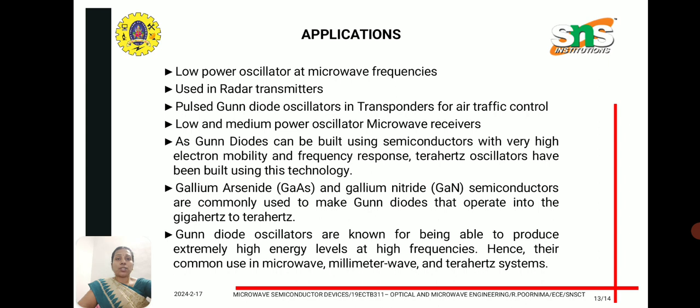Some applications are: a low power oscillator at microwave frequencies, radar transmitters, pulsed Gunn diode oscillators, transponders for air traffic control, and low and medium power oscillators in microwave receivers. They can be built using semiconductors with high electron mobility and frequency response, so terahertz oscillators can be used. Gallium arsenide and gallium nitride semiconductors are used to make Gunn diodes for gigahertz and terahertz applications. They can produce extremely high energy levels, so they are commonly used in microwave, millimeter wave and terahertz systems.